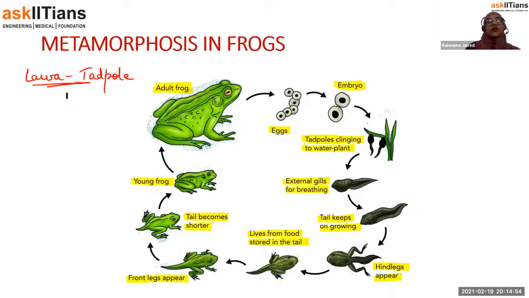Okay, so you have to remember that the larval stage of frogs is known as tadpole larva. They have an aquatic lifestyle and they breathe through gills inside the water, and they also have a tail so that they can move around easily.